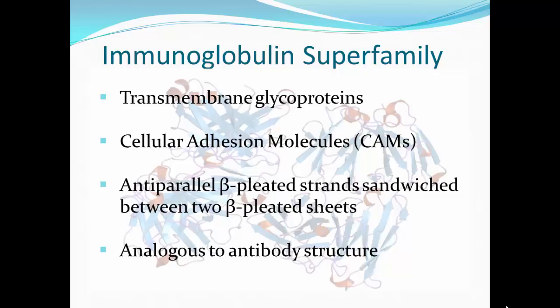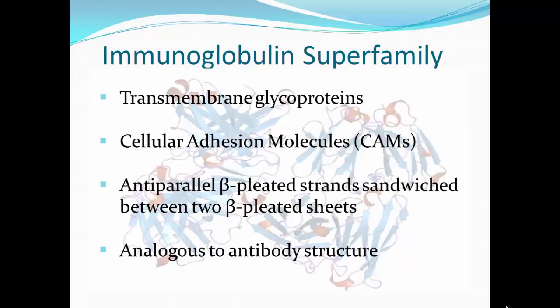So glycoproteins are frequently found in the cell membrane. Immunoglobulins are also what we call cellular adhesion molecules, which is frequently abbreviated as a CAM or CAMs. Cellular adhesion molecules are exactly as their name describes them. They are molecules or proteins that are involved in binding of cells, so cell-to-cell interactions or cell to extracellular matrix interactions.